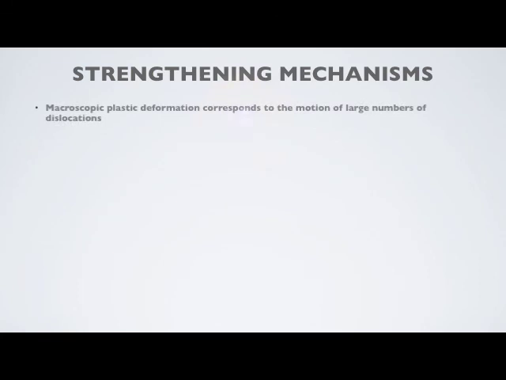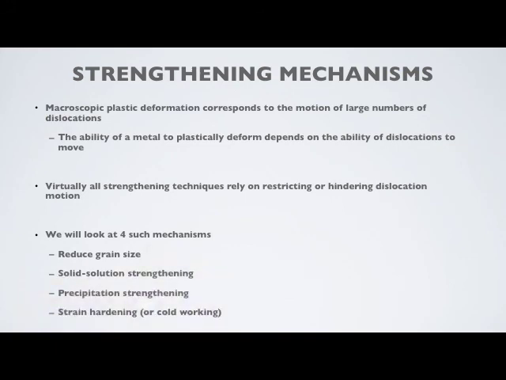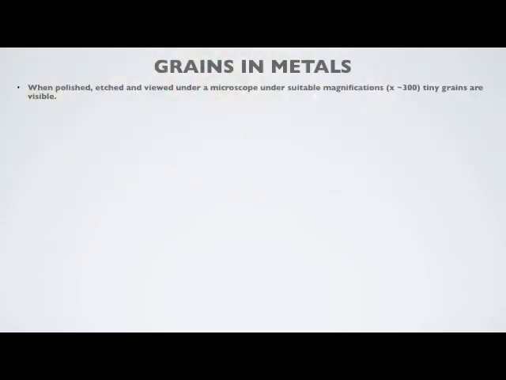Now, what are the different strengthening mechanisms? Well, there are different types. We'll look at four: reducing the grain size, solid solution strengthening, precipitation strengthening, and strain hardening. Let's look at grain size. Every metal has a grain or grains inside it. Now, the grain boundaries are like walls.